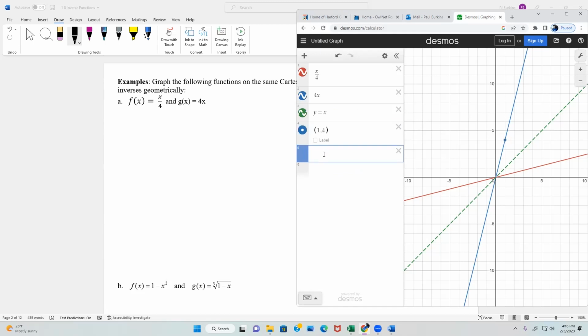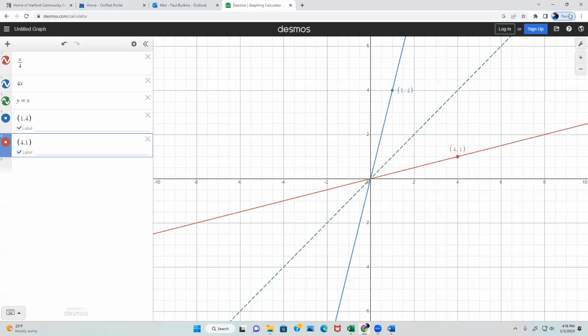And we can go ahead and label that. And let's put on the point 4, 1. Right? If these are to be inverse functions of one another, then that point better lie on the other curve. And in fact, it does. And you can do this with a couple other points. Now let's make this a little bigger here for you, a little easier to see. So these two functions are indeed inverse functions. Okay.